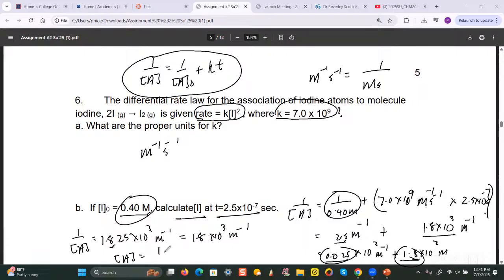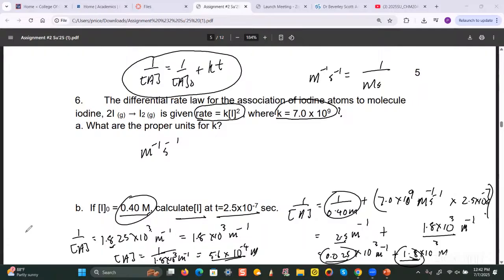which would be 1 over 1.8 times 10 to the 3 M to the minus 1. So let me do that. 1 divided by 1.8 times 10 to the 3. And according to my calculations, when rounded off to 2 sig figs, you're going to get 5.6 times 10 to the minus 4 M. And that's basically how that is done. All right? Okay, any questions about this?